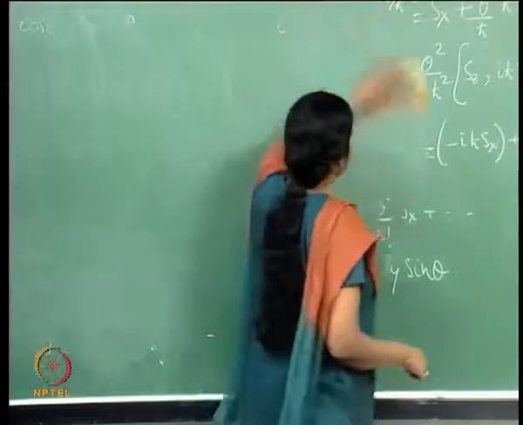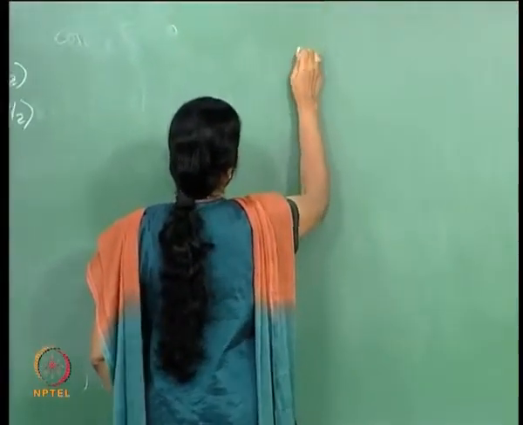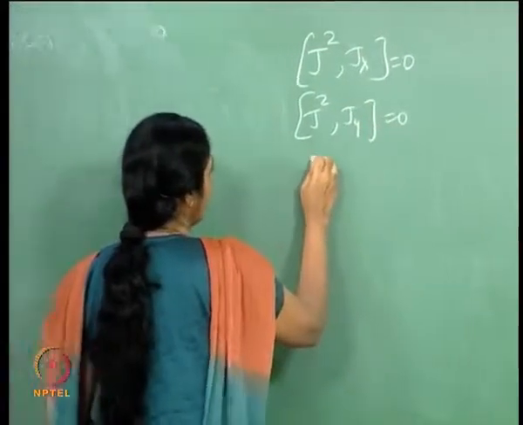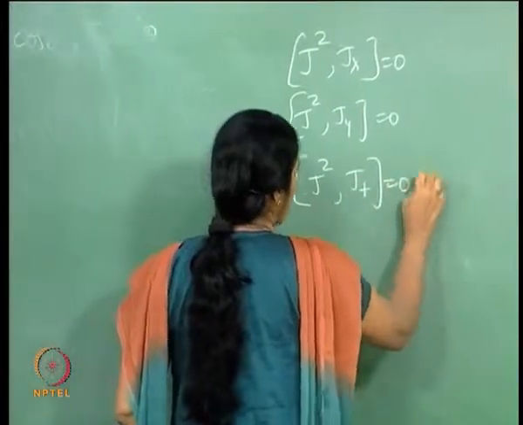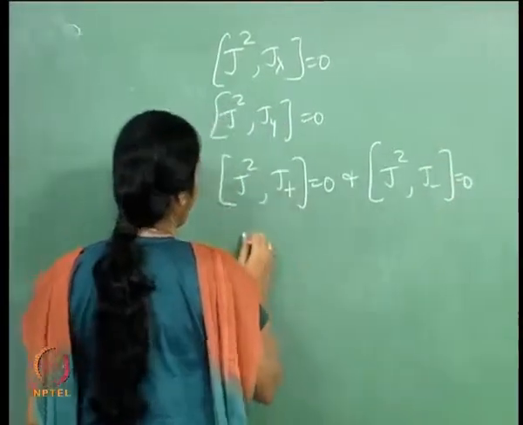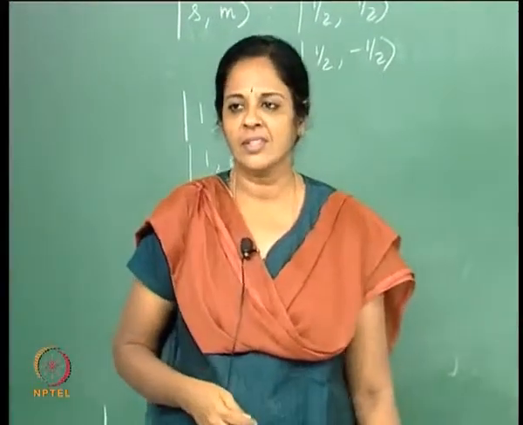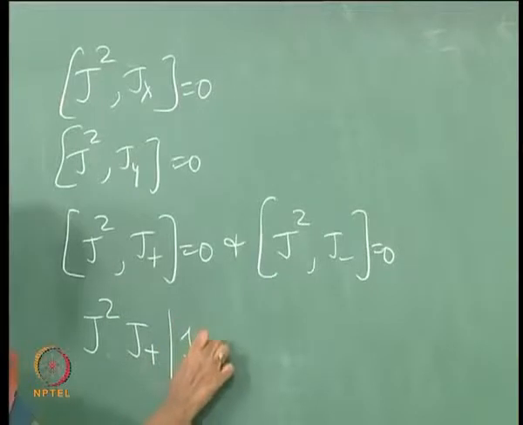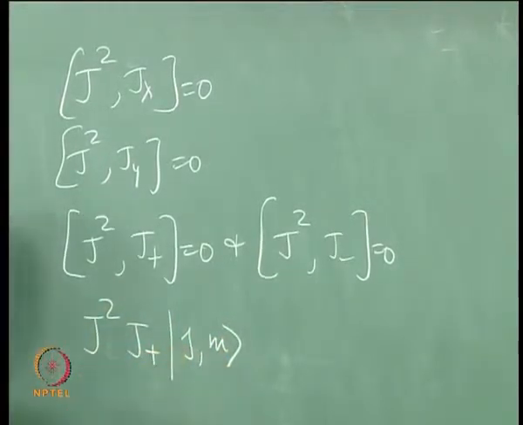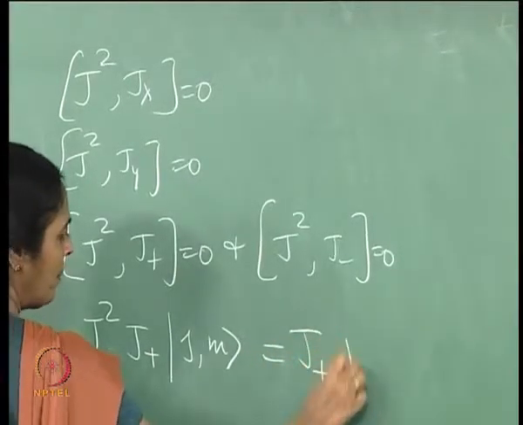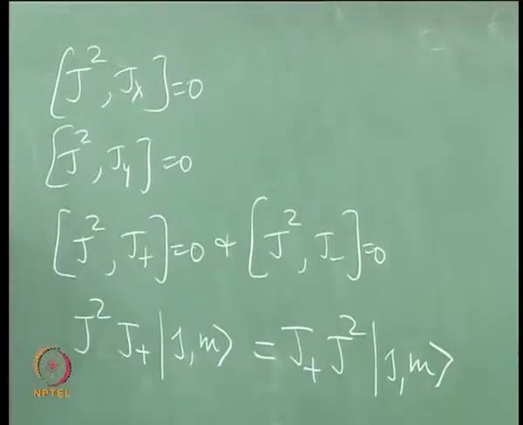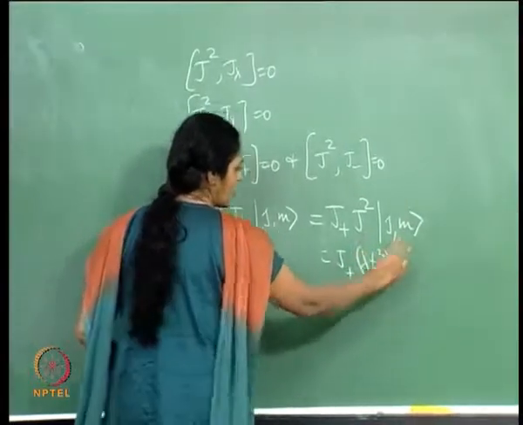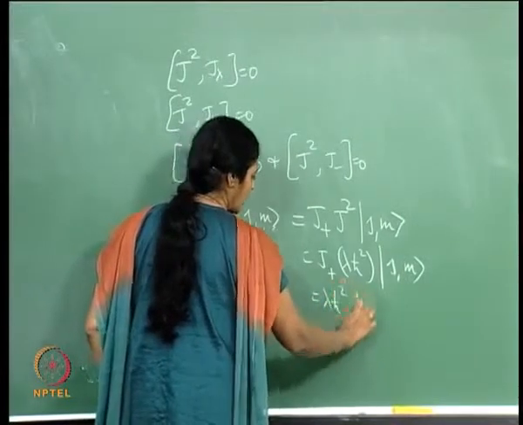We proceed to do this as follows. Let's start with the fact that J squared commutes with Jx and J squared commutes with Jy. Therefore, J squared commutes with J plus and J squared commutes with J minus. Recall that J plus is Jx plus iJy and J minus is Jx minus iJy. I therefore have J squared J plus acting on the state |j, m⟩ equal to J plus J squared acting on the state |j, m⟩. I know that this is J plus times the number lambda h-cross squared |j, m⟩, and since that is a number I can pull that out and I have J plus |j, m⟩.